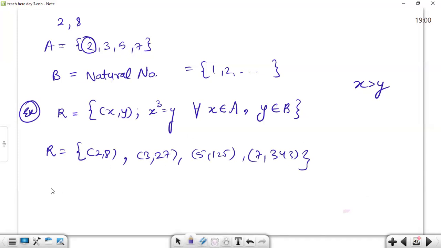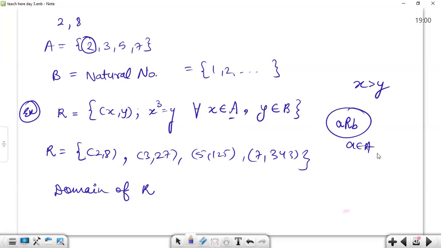So what was your doubt? Now the domain of this relation. This relation is from A to B. Why A to B? Because the first element is taken from set A. That's why this relation is from A to B, with the first element belonging to set A and the second belonging to set B. So the domain of R is the first elements in the relation, which are 2, 3, 5, and 7.